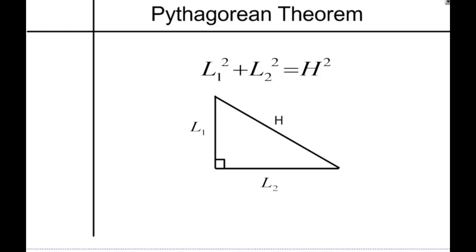Alright, today we're going to talk about triangles. So the first thing we need to remember is our Pythagorean theorem. You guys might remember it as a squared plus b squared equals c squared.